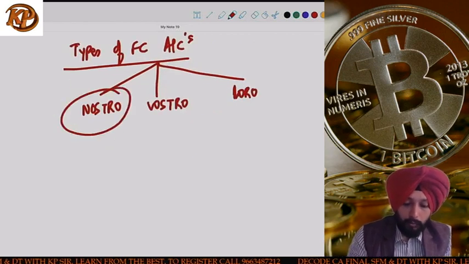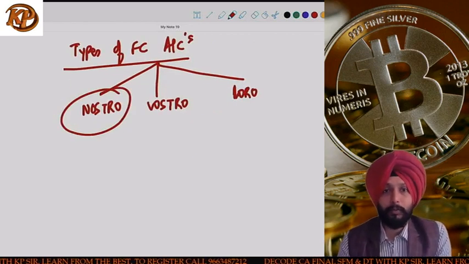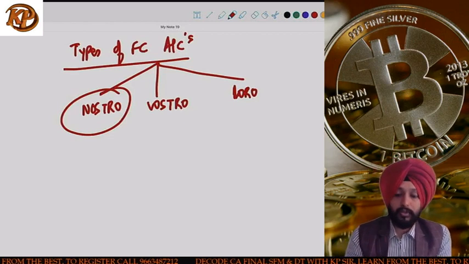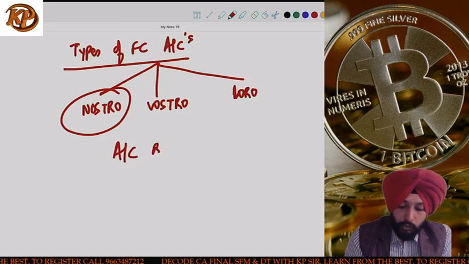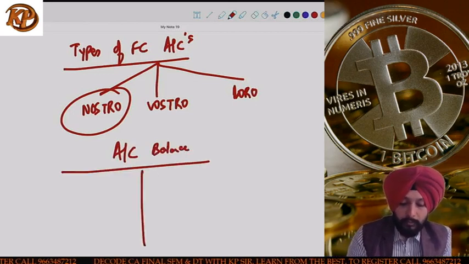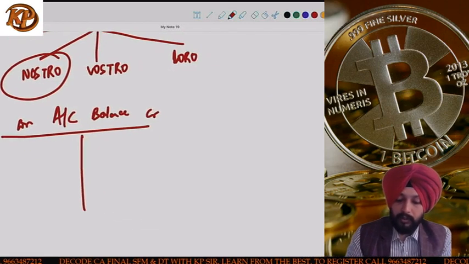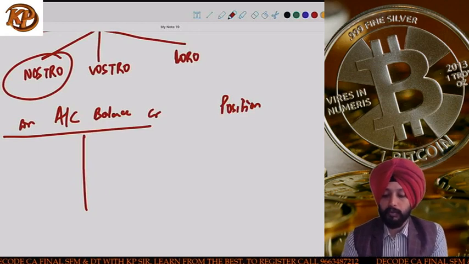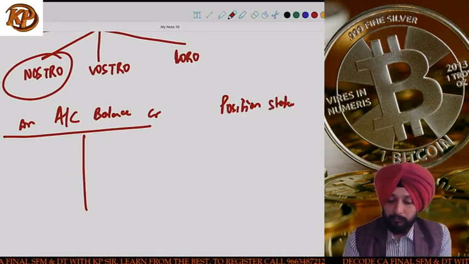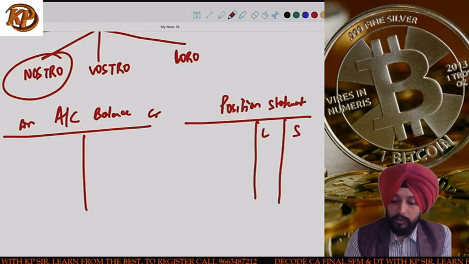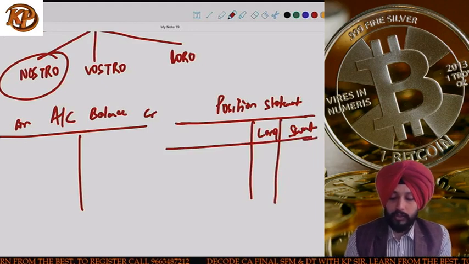Now generally they can ask you a practical question on Nostro account for 6 to 8 marks, in which, if you remember guys, I told you they will ask you to do 2 things. One is to prepare the account balance. When I say account balance, obviously debit and credit will be required over there, and one is the position statement they might ask you to prepare. So position statement, if you remember, we can have long and short. There are 2 types of positions possible, long and short.